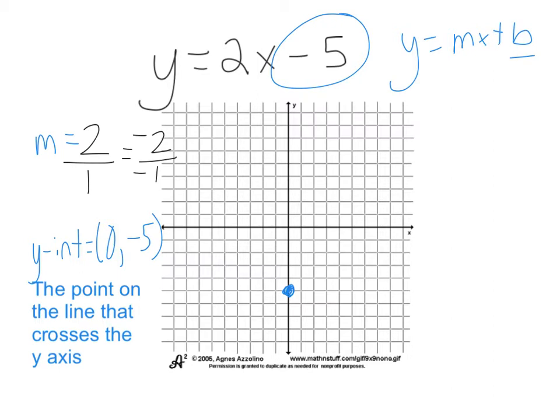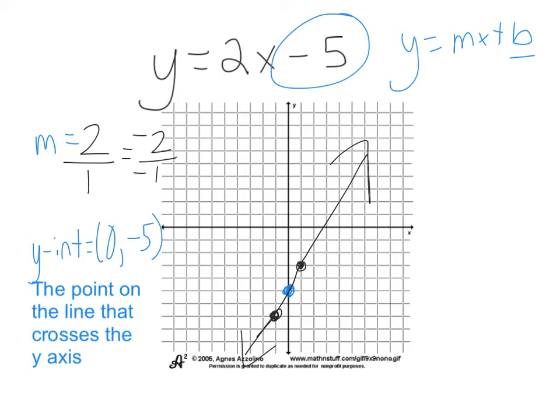Up 2 over 1. I'm also going to go back to my original point, and now I'm going to put a third point on my graph. This time I'm going to do my negative 2 over negative 1. So I'm going to go down 2 and to the left 1. And I can put my next coordinate point right there. I can now have 3 points, and I can go ahead and graph my line.